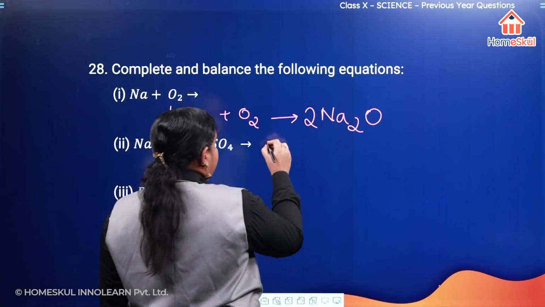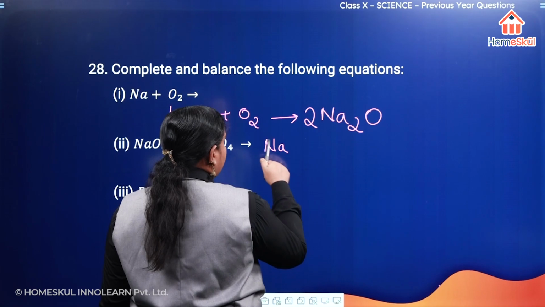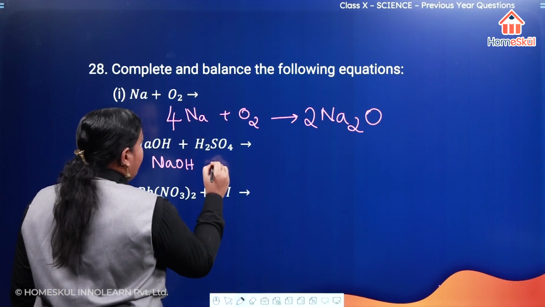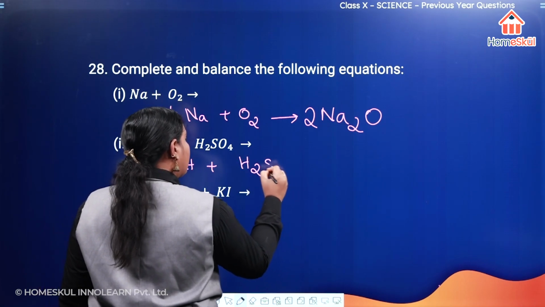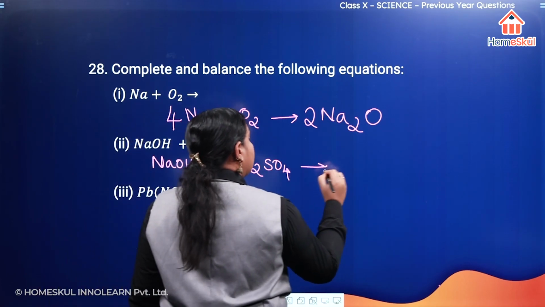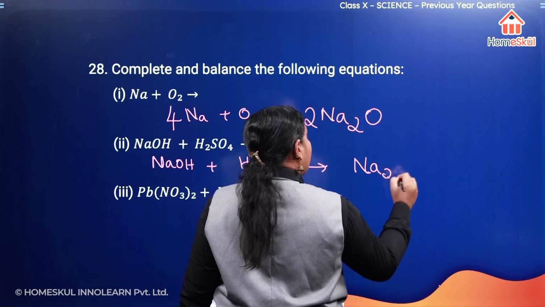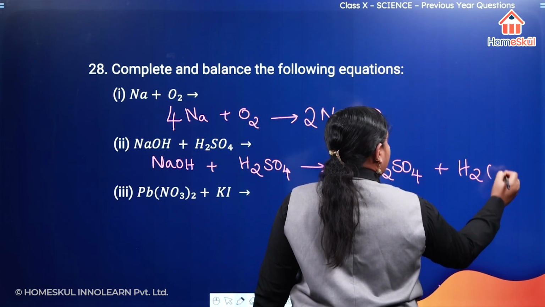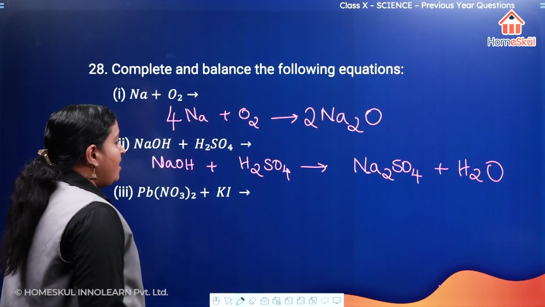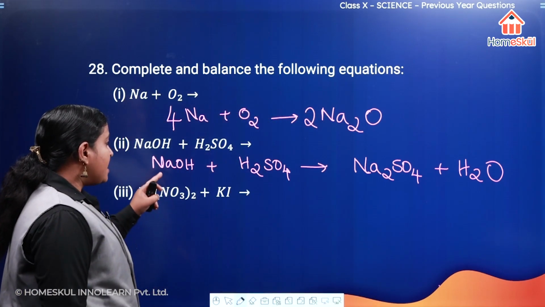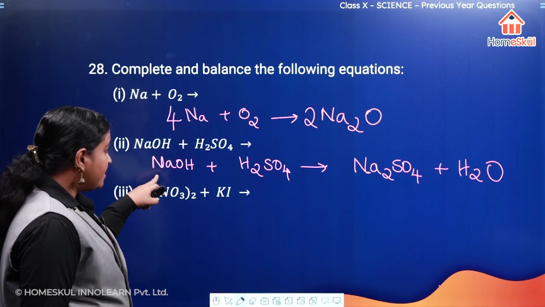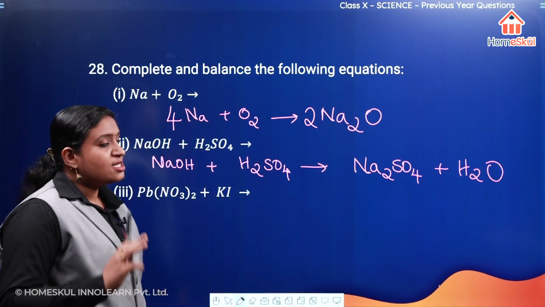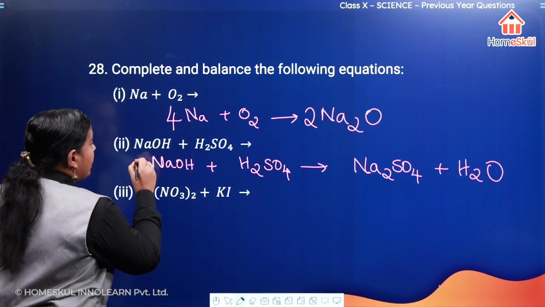So here we will get Na2SO4. NaOH plus H2SO4 gives Na2SO4 plus H2O. Here, to make it balanced, let's have a look at the sodium atoms. On the reactant side, we have 1, but on the product side, we have 2, isn't it? So, to make it balanced, we can put 2 here.